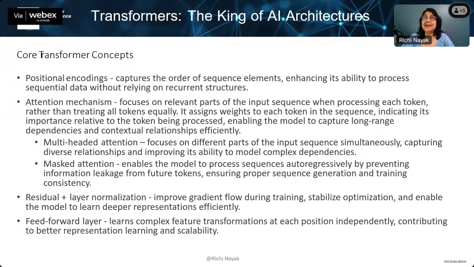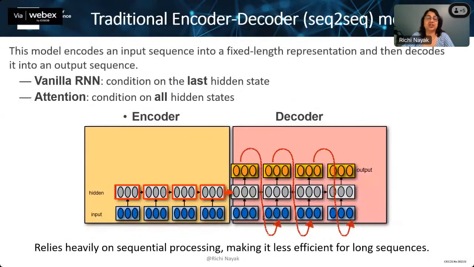As I kept saying, BERT is still the most common model for the representation, and then you use that representation learning to do multiple tasks. So all these concepts together made the transformer the king of AI structures.